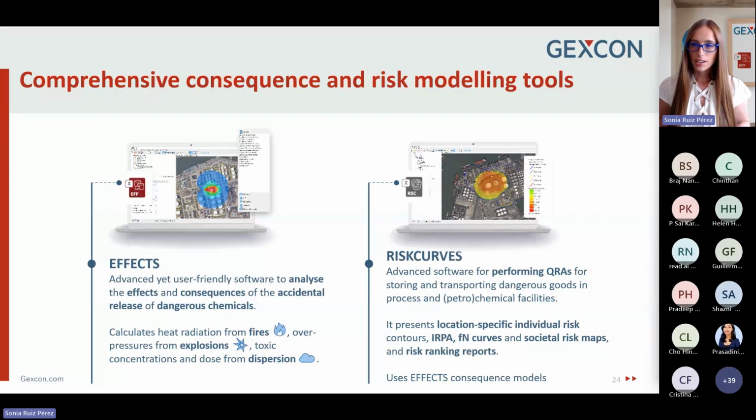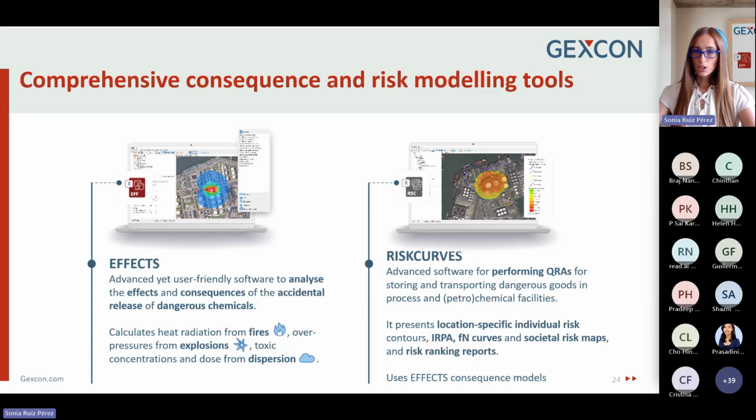EFFECTS is an advanced yet user-friendly tool for consequence modeling, and it analyzes the effects of accidental releases of hazardous chemicals, including heat radiation from fires, overpressure levels from explosions, toxic concentrations and doses from dispersion events, and it also translates these physical effects into damage for humans and infrastructure.